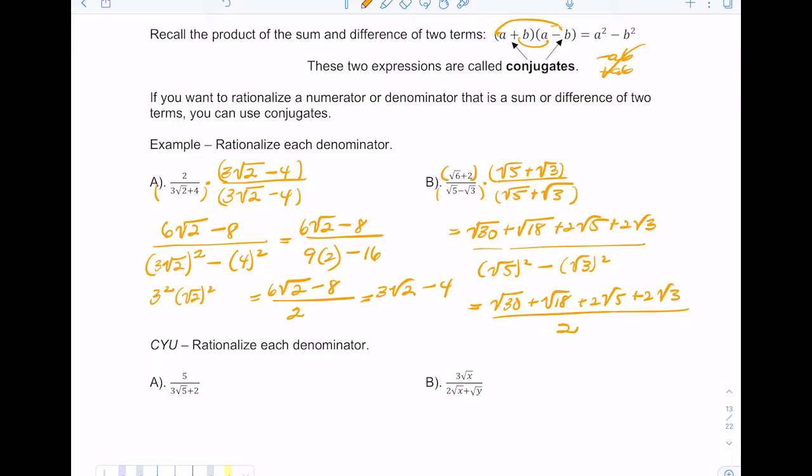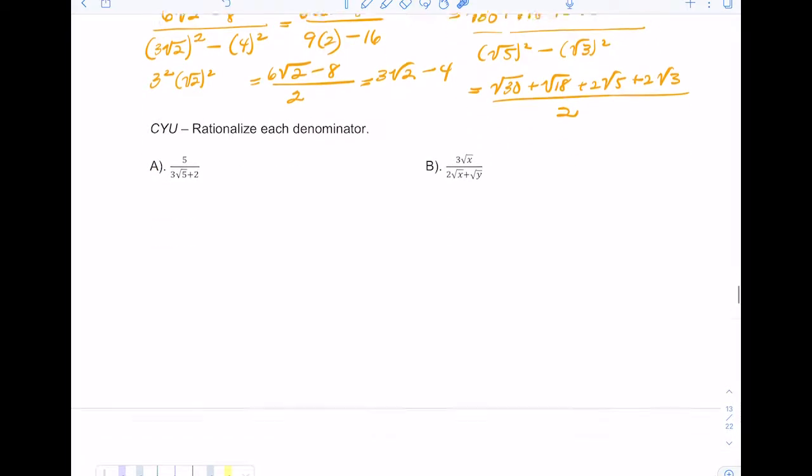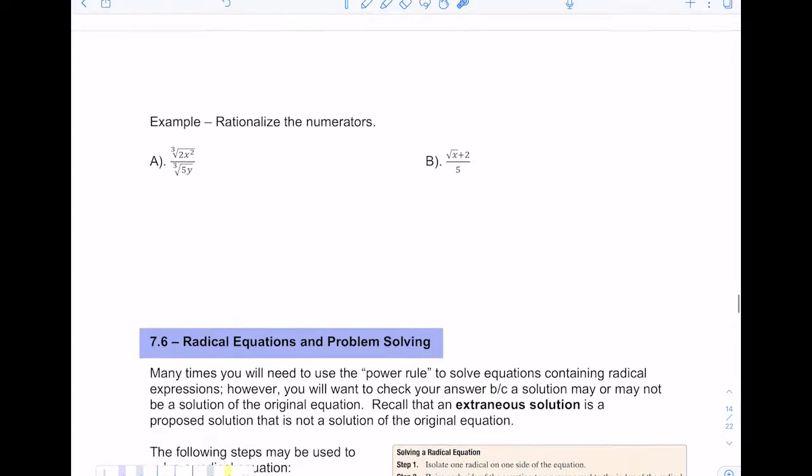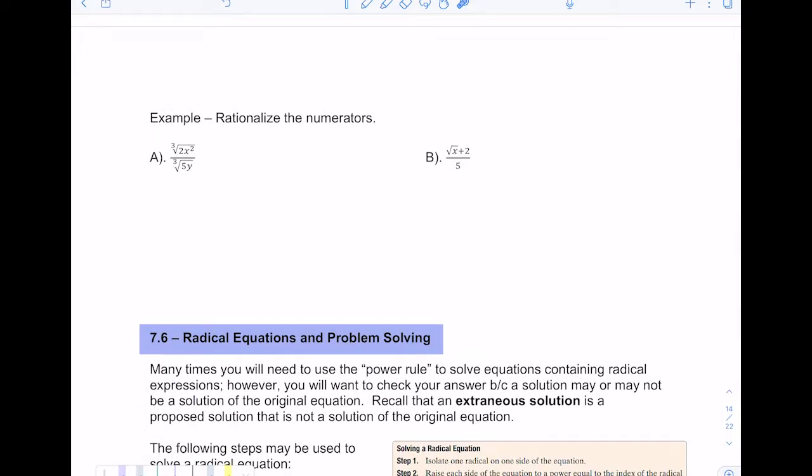So definitely practice these. Take your time with them. When you get to the conjugates, there's places you can make mistakes when you're multiplying. So just take it slow. The only other thing we need to look at here is, it's not as often that we do this, but sometimes it's helpful to rationalize a numerator.